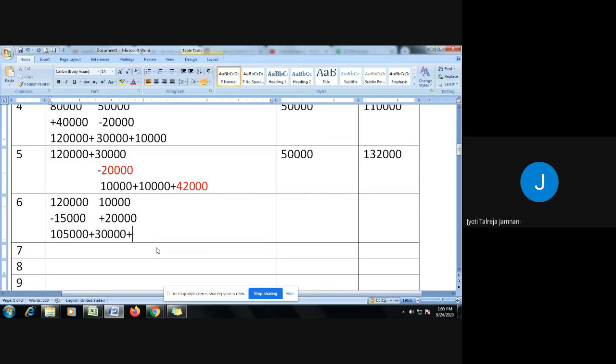So 10 we already had plus 20, so 30,000, plus you have furniture 10,000 and plus you have debtors 42,000. These are your assets. Now from this, we already had creditors of 50,000. Now you have bought goods again. You have not paid 5,000 from that. 15 you paid cash, 5 you will pay later. So that is also your creditors. So 5,000 will get added to this, making 55,000. So from the assets, if I minus liabilities, I'll get my capital as 1,32,000.